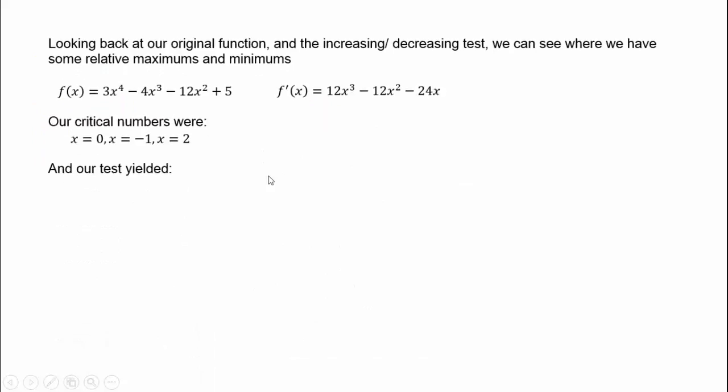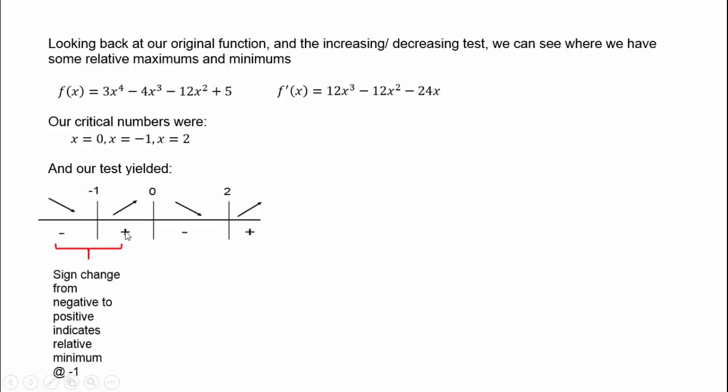All right, so if we keep in mind, looking back at what we already have done, our original function and the increasing and decreasing tests, we can see where we might have some relative minimums and maximums. Remember, this was our function, and this was our derivative, and our critical numbers were 0, -1, and 2, and these were the table. This is our graphic organizer, the results of our testing. And when we look right here, around the critical point -1, you can see there's a sign change. It goes from negative to positive. So that sign change from negative to positive indicates that I have a relative minimum at -1.